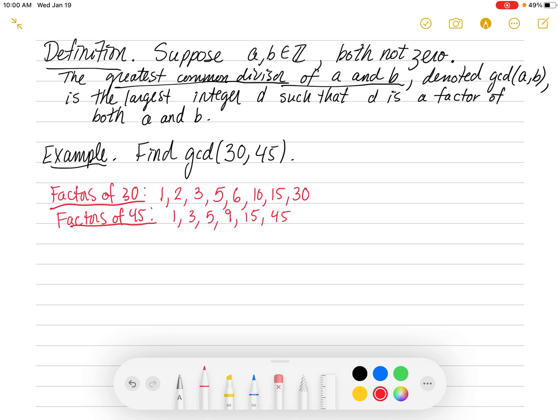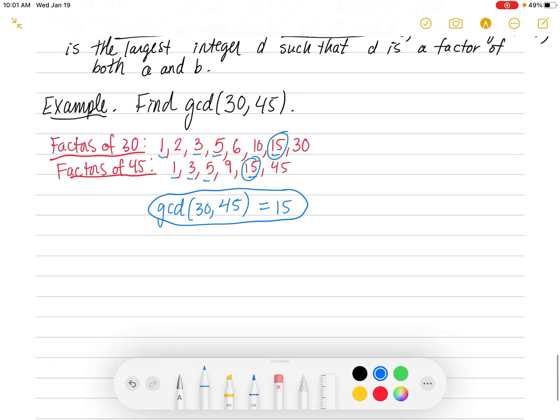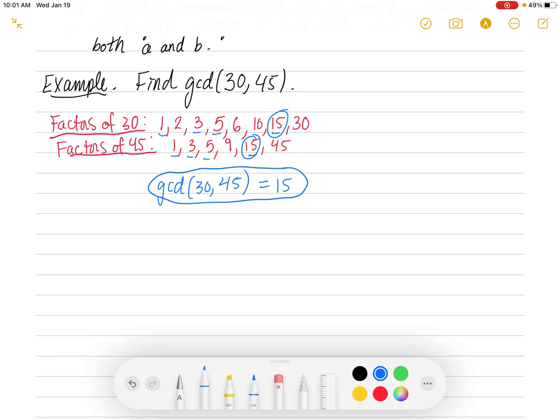So first I have to find the ones in common. It has to be the largest one that's a factor of both of these numbers. In common, we have 1, 3, 5, and 15, and the largest is 15. So the GCD here is 15. The GCD, the largest common factor, the greatest common divisor is 15. You can do it that way.